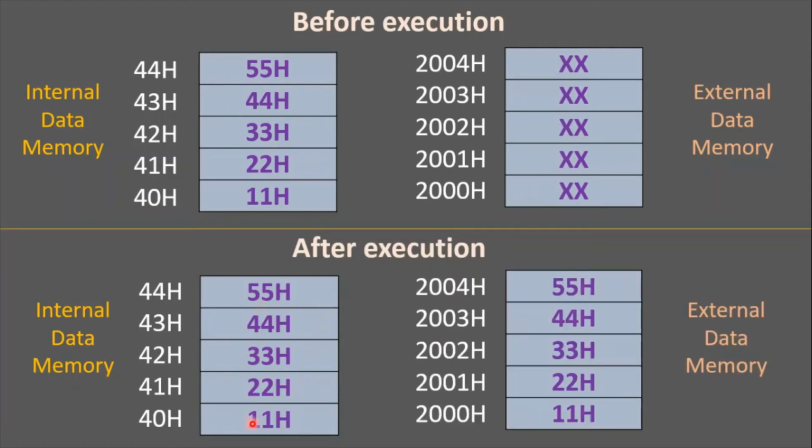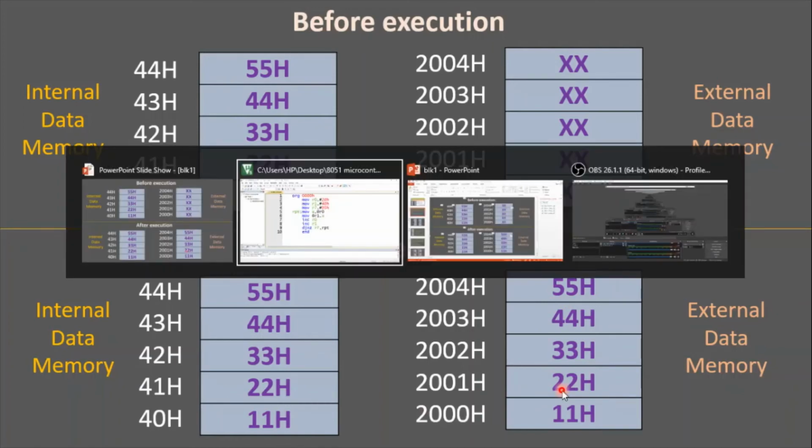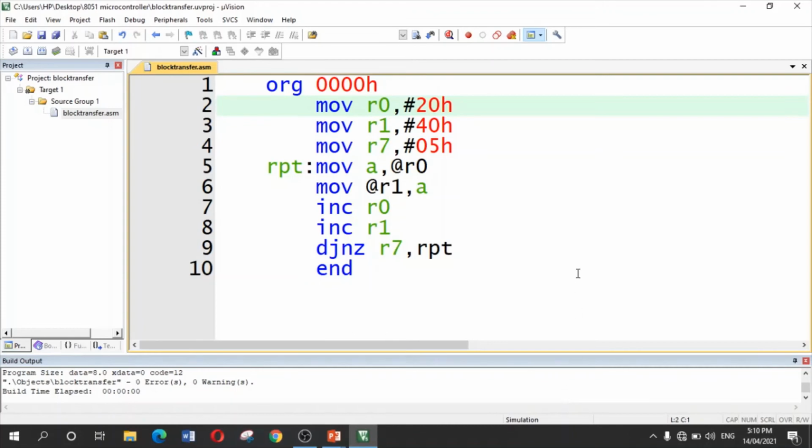So the content of 40H is transferred to 2000 location. Content of 41H is transferred to 2001 location. Likewise, all 5 numbers should get transferred. And to achieve this, we will make a slight change in the program which we just developed.